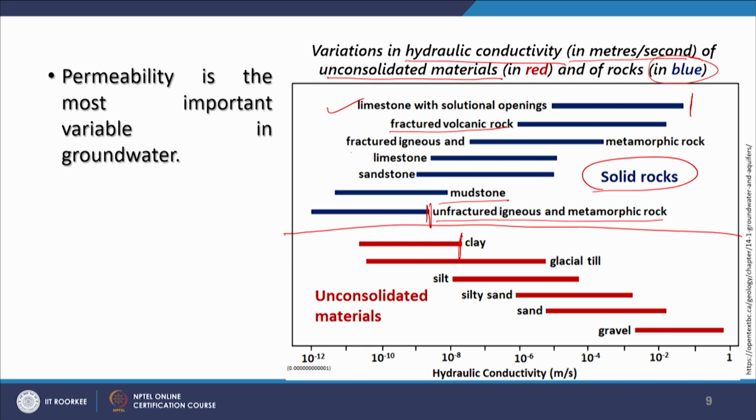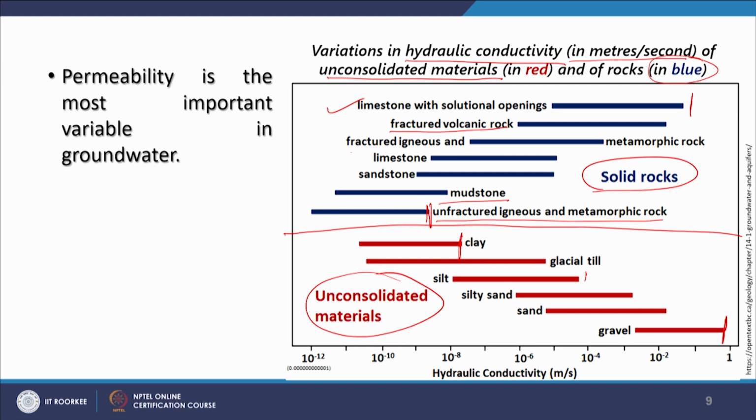Whereas you can see among the unconsolidated materials, which we get in the Indo-Gangetic plain or in valley fills and other places, the gravels have the highest, coming to 1 meter per second. Then glacial till, sand and other materials are also there, which show variations in hydraulic conductivity because of the lack of interconnections of the pores or openings.